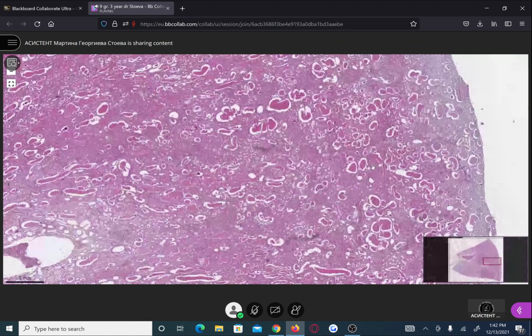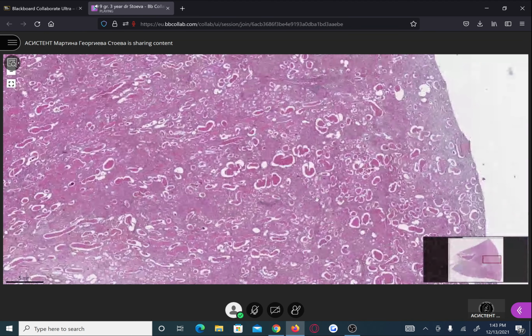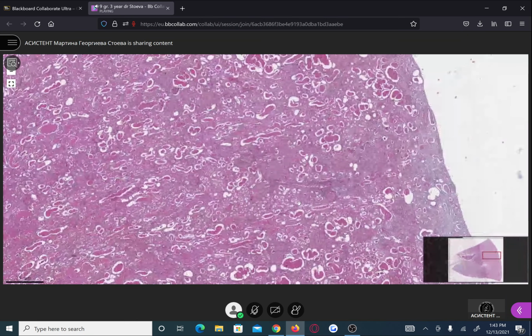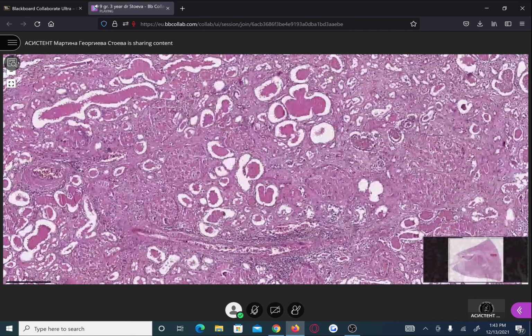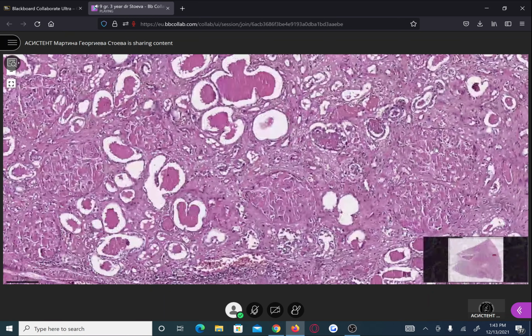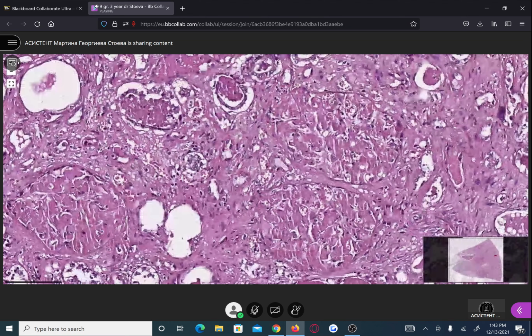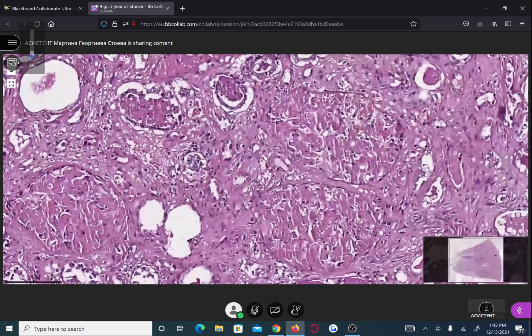For the cortex, it's a little bit more difficult to find the glomeruli, although if you use medium to higher magnification, you can find some round structures which are exactly the glomeruli. Although we can't see the Bowman space, these are still the glomeruli. We can find their roundish outlines.